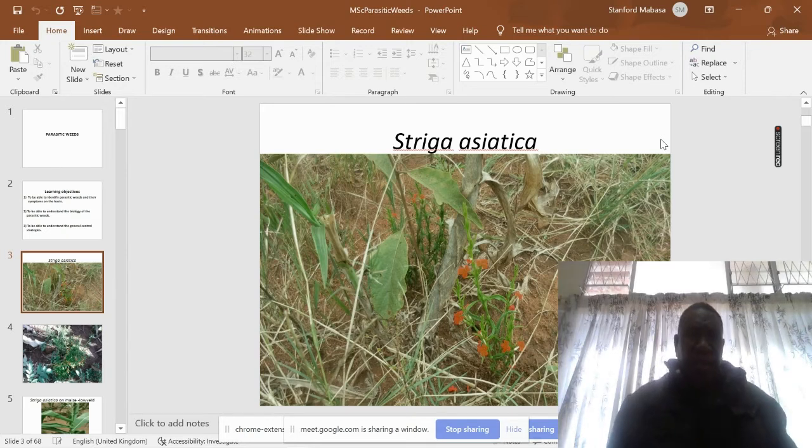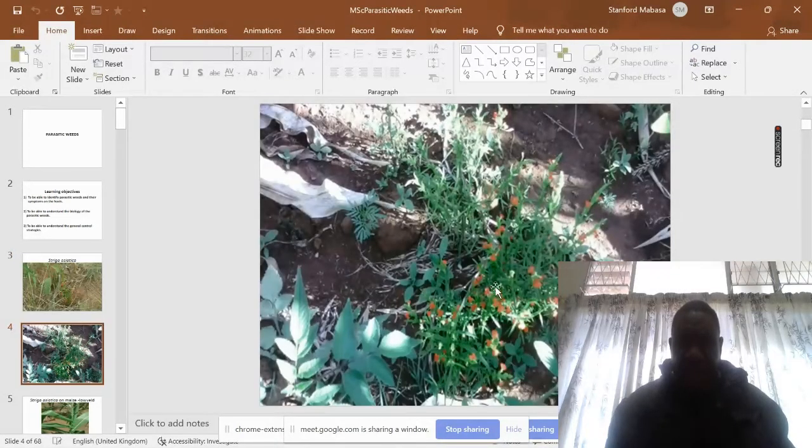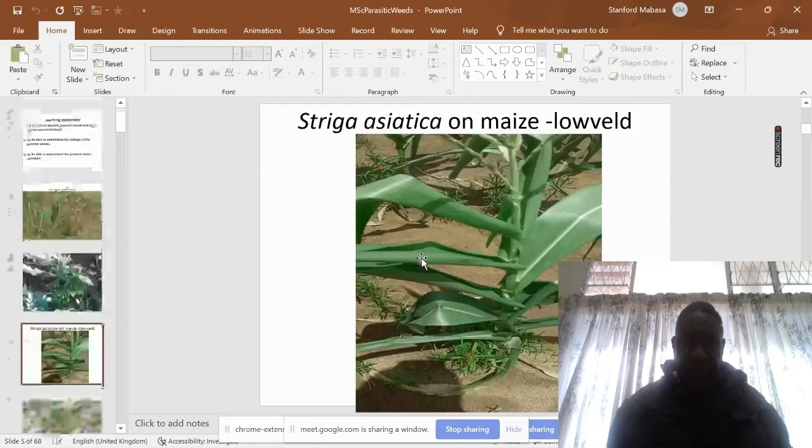So this first weed is Striga asiatica. It is characterized by red flowers. So this is Striga asiatica with these red flowers. Striga asiatica on maize in the low veld. We have got maize which is being parasitized by this Striga asiatica.